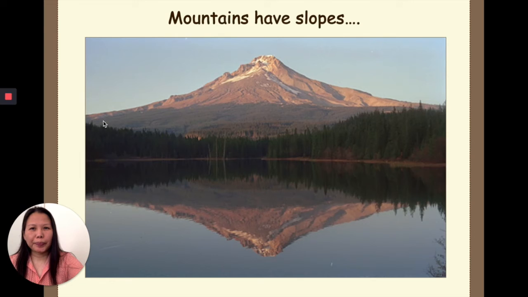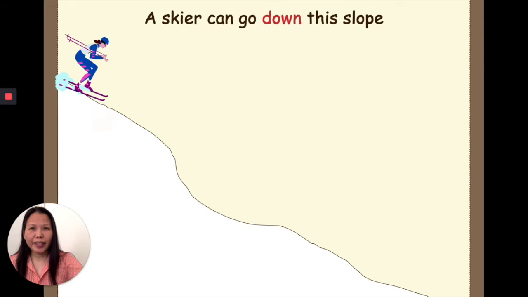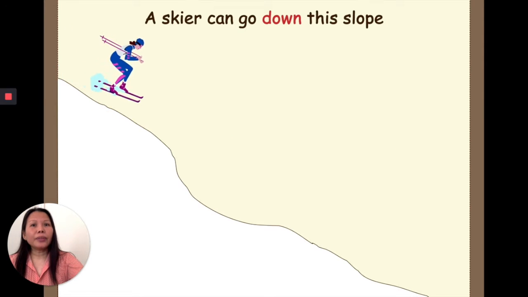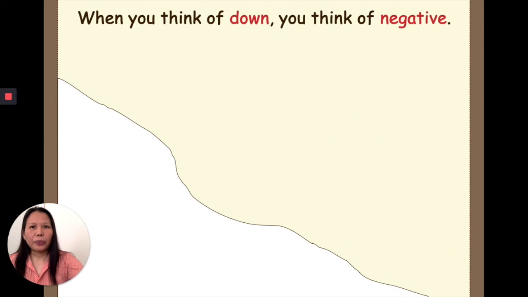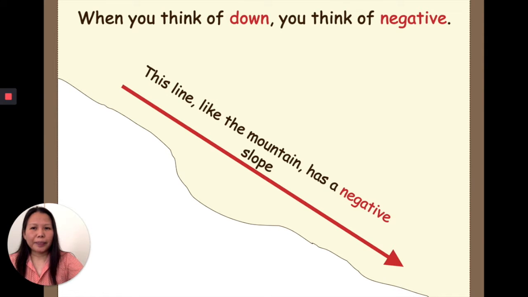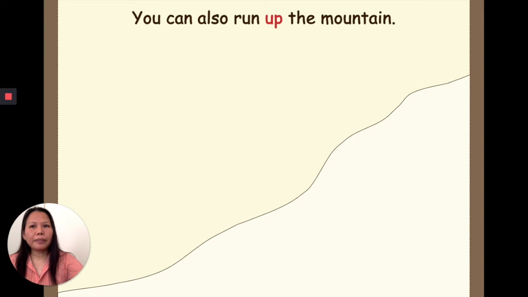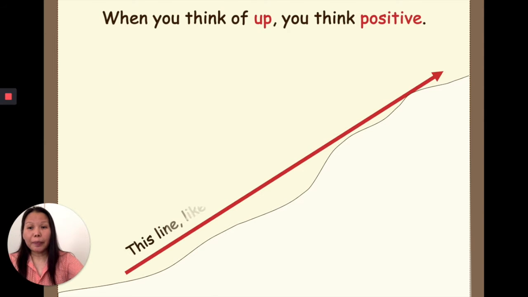Exploring slopes. Mountains have slopes. We have lines that have slopes. A skier can go down this slope. Oops. When you think of down, you think of negative, and we're talking about from the left to the right. Like this. You can also run up the mountain. Oh, wow. When you think of up, remember from left to right, think of positive slope.